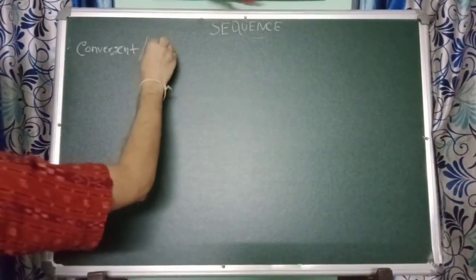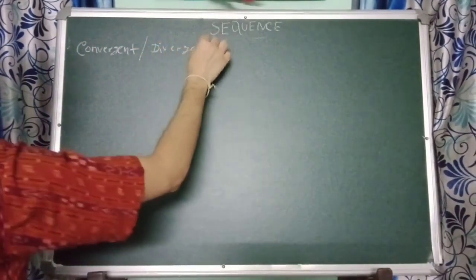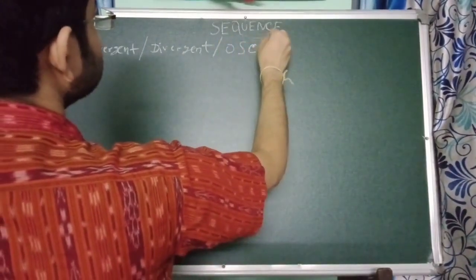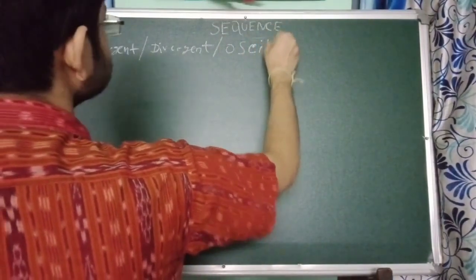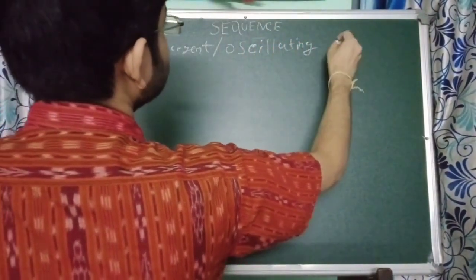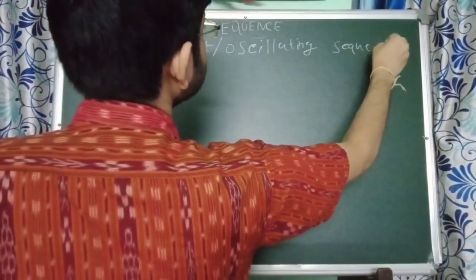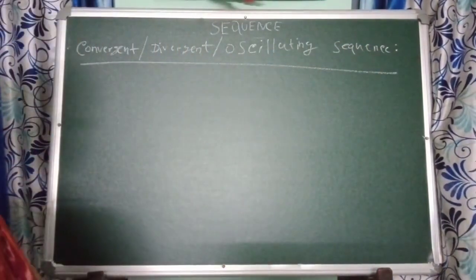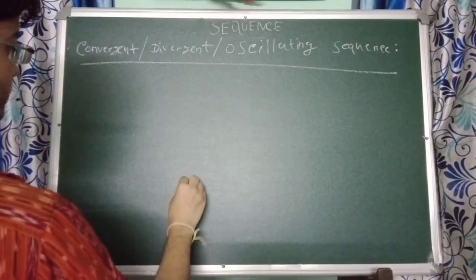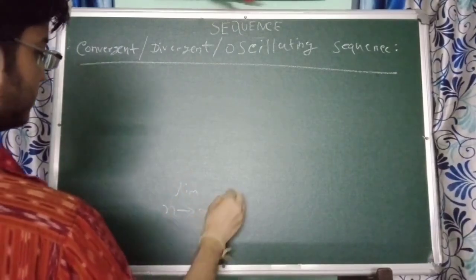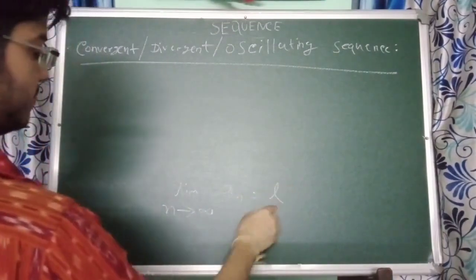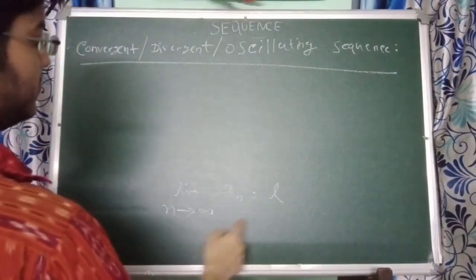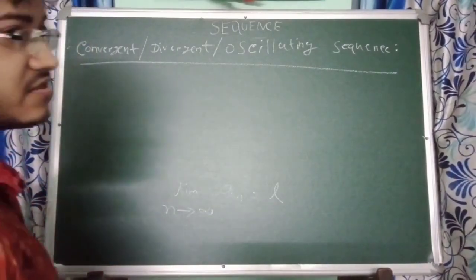Convergent, divergent and oscillating sequence. We already found the limit, that is L: if the limit as n tends to infinity of a_n equals L, then L is said to be the limit. We already discussed it.